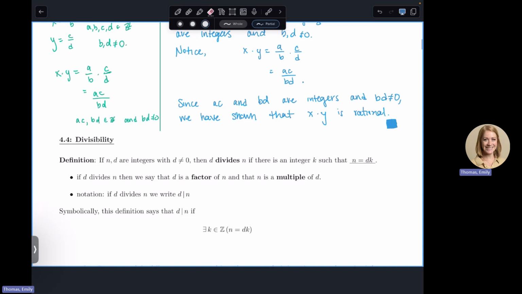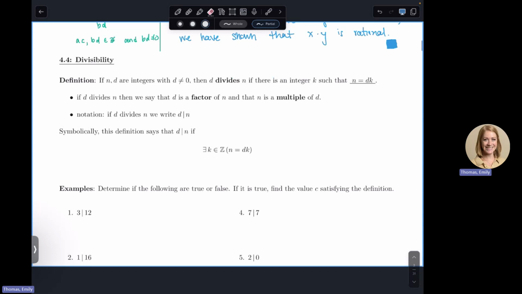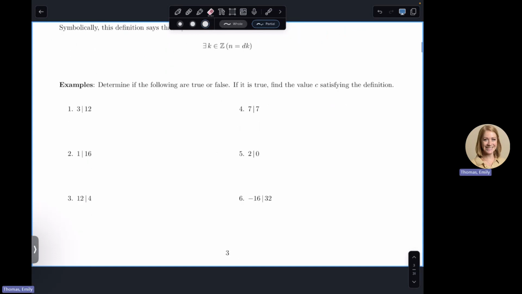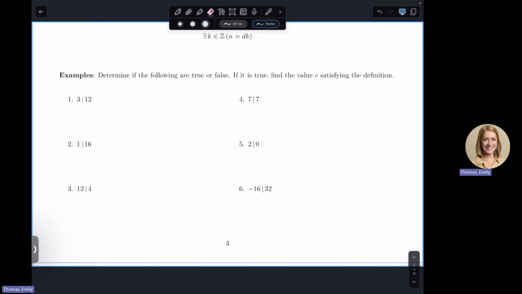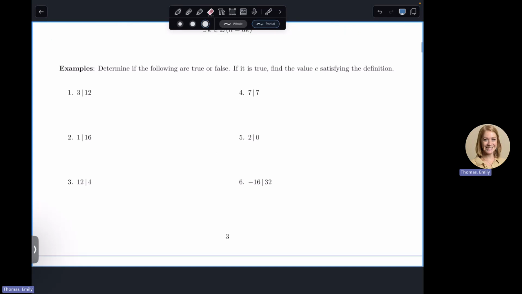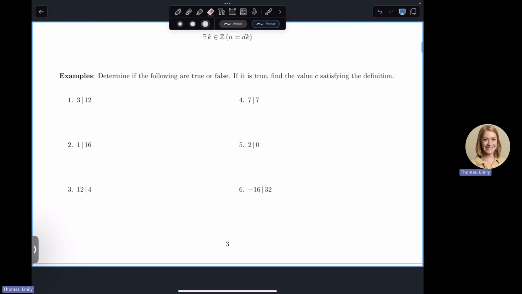Okay. So the definition says D divides N if and only if there exists an integer K, where N equals D times K. We're going to do proofs with this too. But before we get into that, we're going to determine if these things are true or false, so we get used to using the definition again. This is our method for doing everything: get used to the definition, then start doing proofs with it.